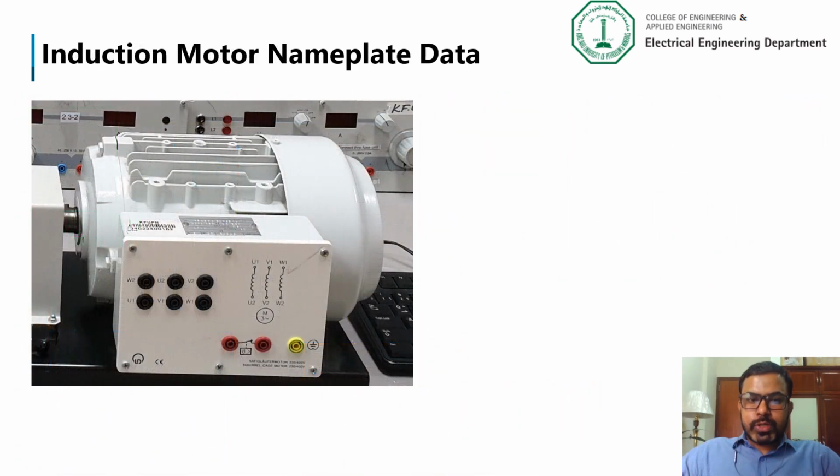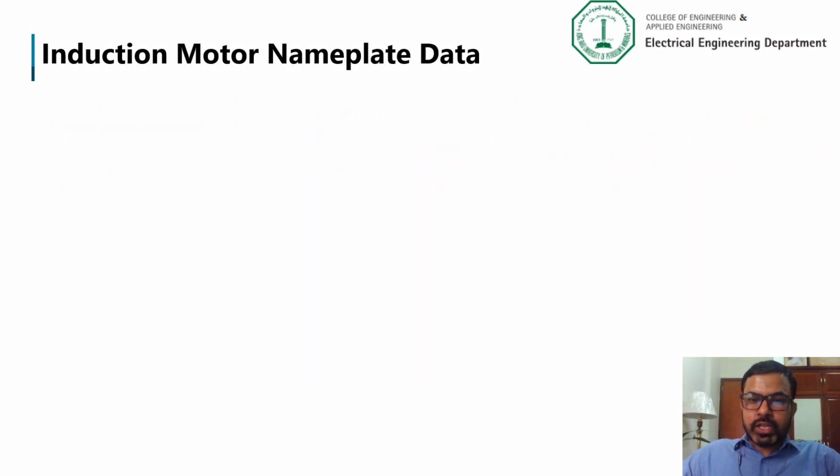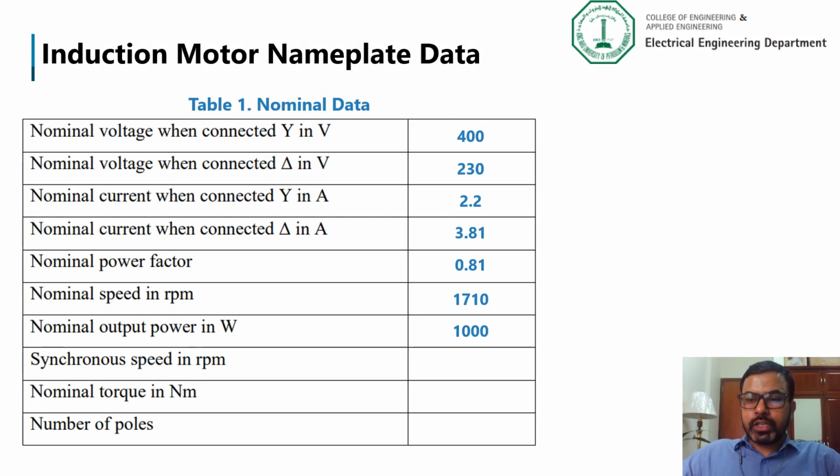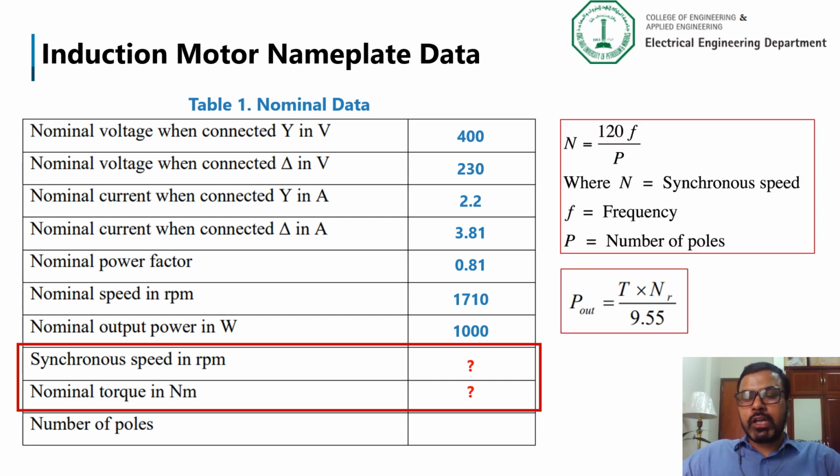Like previous experiment, we have to read the nameplate data of the induction motor. As you can see from the figure, there is a sticker at the top of the induction motor. And from that sticker, you can read the nameplate data of this induction motor. From the nameplate, you can record most of the required data. For other required data like synchronous speed and nominal torque, you have to calculate them using these formulas. For your information, the number of poles of our induction motor is 4 and our system frequency is 60 Hz.